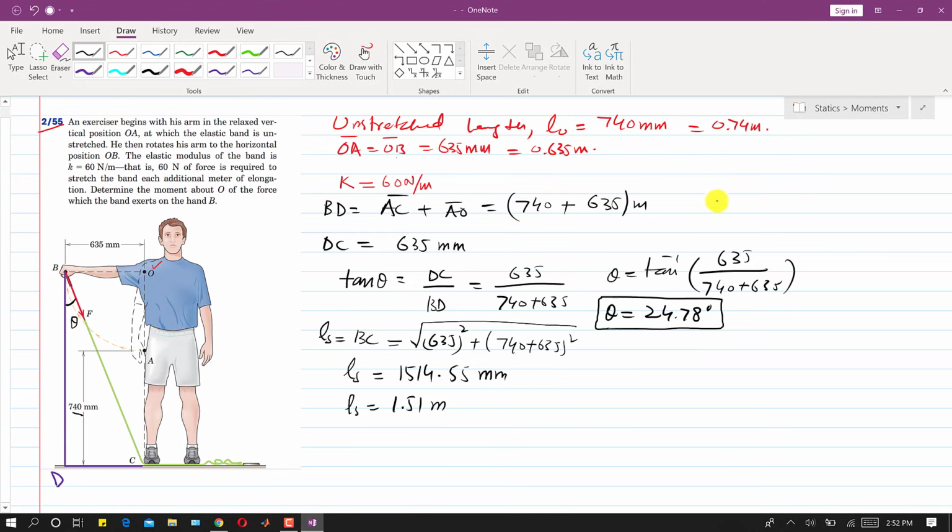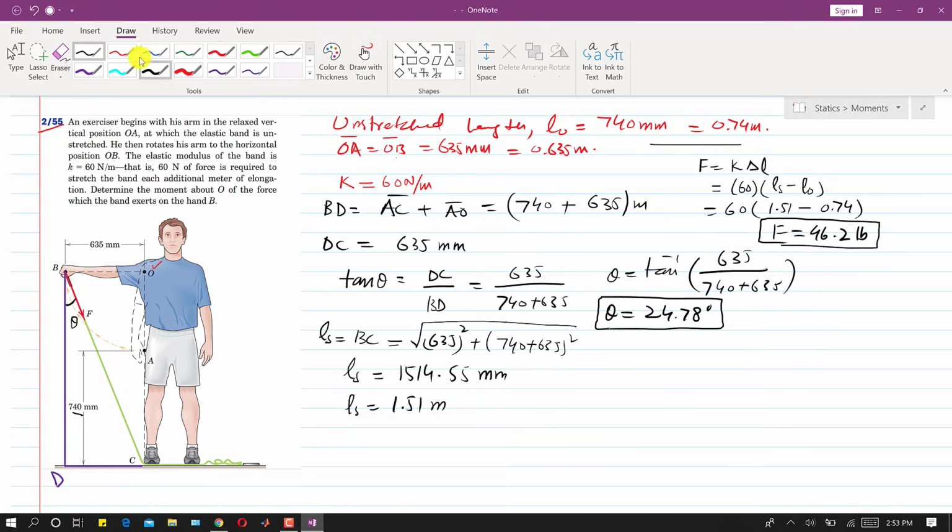Now the force, as this band is acting like a spring, force will be equal to K delta L, so change in length. K is given, K is 60, and delta L is the stretch length minus the original length, right? So I will write 60 times LS, which is 1.51, minus the original length, 0.74. So this will give us the force. The force is 46.2 pounds, right? So this is the force applied by the band on the hand.